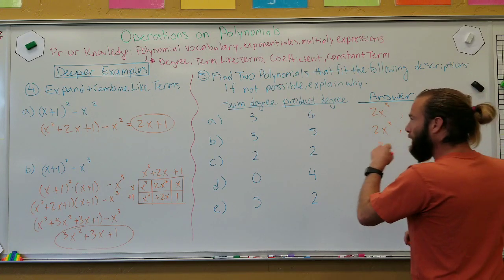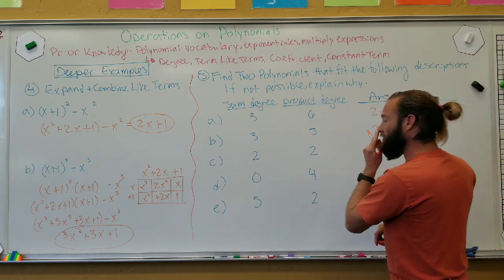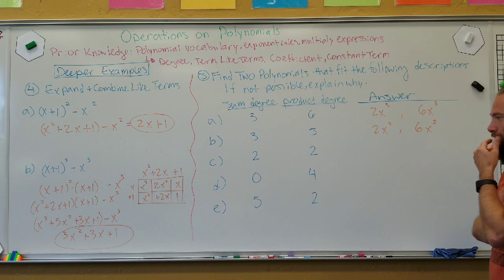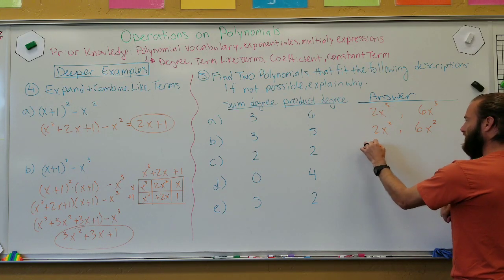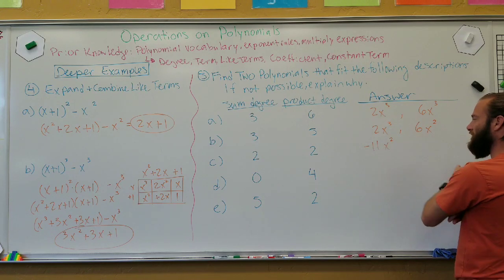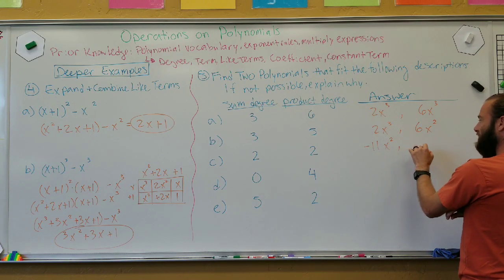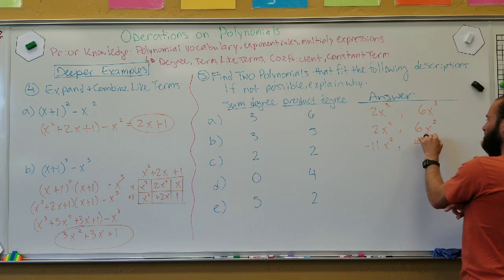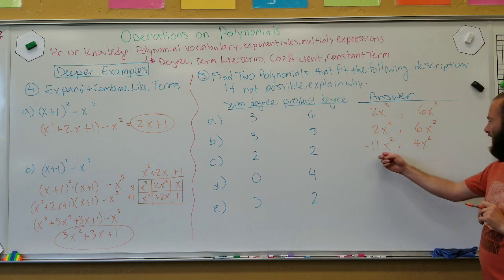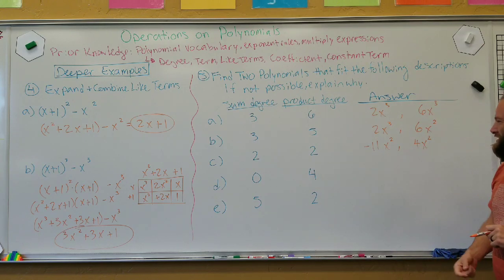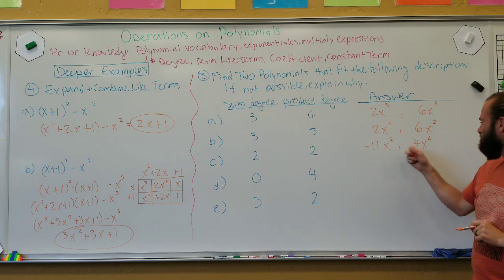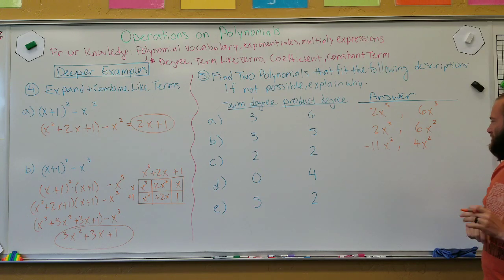Let's look at the next one. Sum of degree 2 and product of degree 2. This one seems kind of weird right now. So if I need the sum to be degree 2, then maybe I come up with like, I don't know, negative 11x squared and 4x squared. So I add these and it's going to still be x squared, so the sum is degree 2, but I think I made a mistake because the product needs to be degree 2, but this product is going to be degree 4, so that's not going to work.